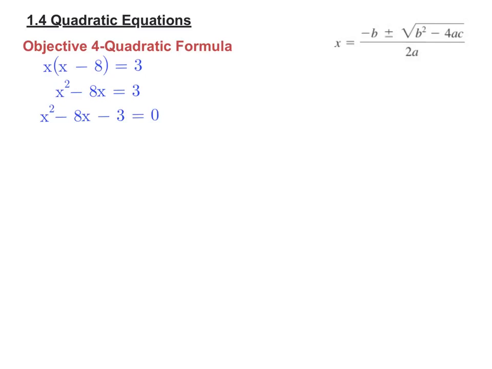So in this problem, at this point, what is the value of A? 1. So that's the coefficient on the x squared term. What's the value of B? Negative 8. And the value of C? And so I like to write those down. Again, I think it helps you find your way and make sure you're staying on the right track. At this point, I want you to go ahead and finish the problem.